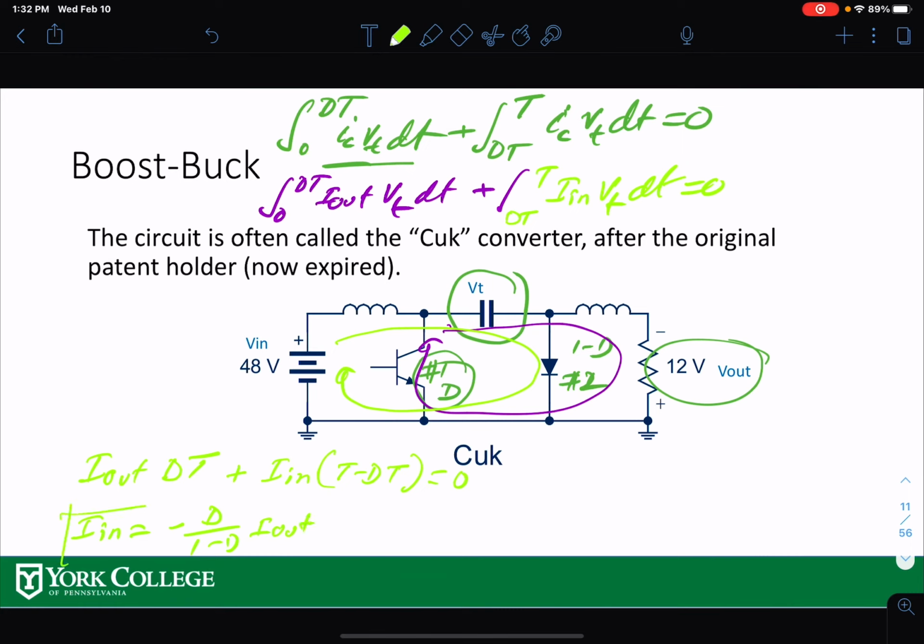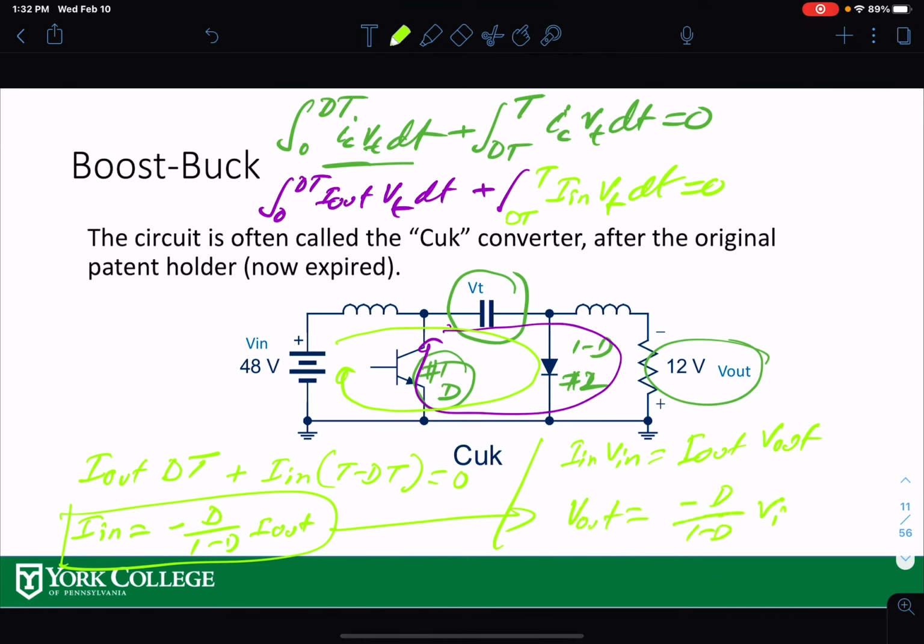So that's your current. And if I use this equation here, because V in times I in is V out times I out, because it is a lossless converter. So if we use this equation, this becomes V out equals negative D over 1 minus D times V in. So you get the same equation again by using the energy conservation method for the capacitor. All right.